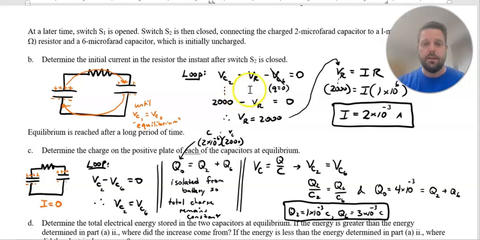Then there would be a voltage across the resistor if there's current flowing, and there'd be a voltage across the capacitor that I'm calling VC6, the 6 microfarad capacitor. I put down that its voltage is initially 0 because it's initially uncharged, so it has no voltage dropped across it. That would mean that the 2000 has to be dropped across the resistor, which implies there has to be current flowing, as you see here.